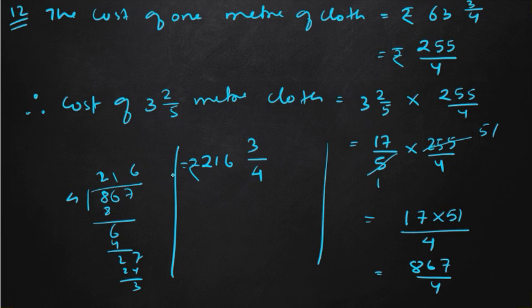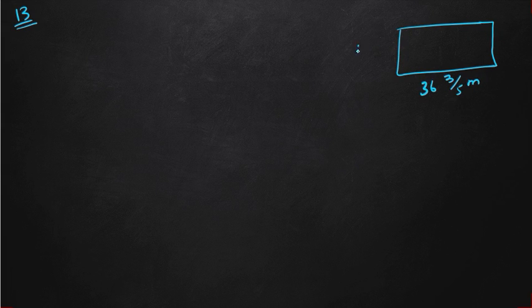Okay, so next we will move to the third question, that is question number 13. Find the area of a rectangular park which is 36 3/5 meter long and 16 2/5 meter broad. So suppose this is the rectangular park, this is the length and this is the breadth. We need to calculate the area. What is the formula of area of rectangle? Area of rectangle is length into breadth.